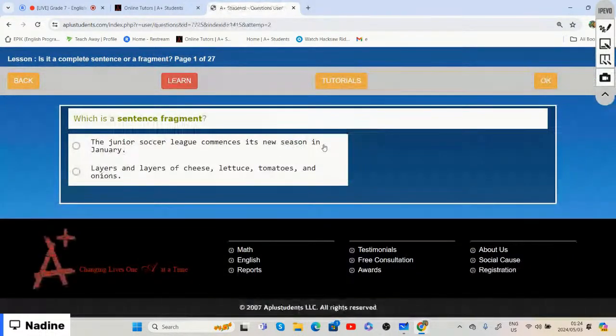All right, so if we look at our sentence, we're going to say which is a sentence fragment. Remember, a fragment is either missing something, whether it is a verb, a noun, or a helping verb, right? But you need to be missing something. It says the junior soccer league commences its new season in January. Or do we say layers and layers of cheese, lettuce, tomatoes, and onions?